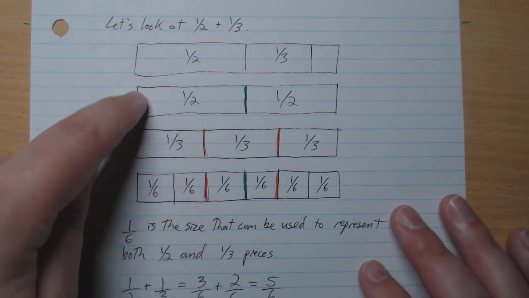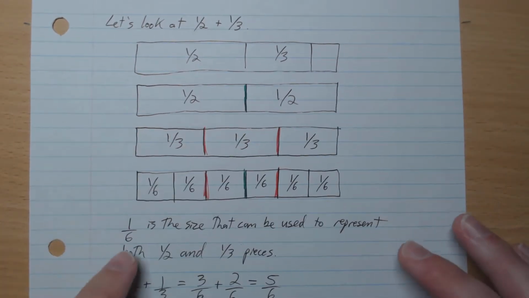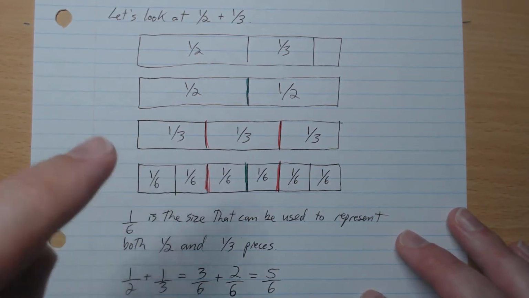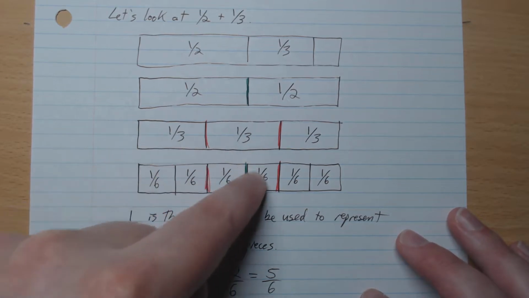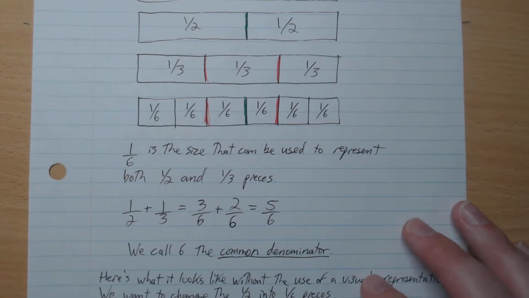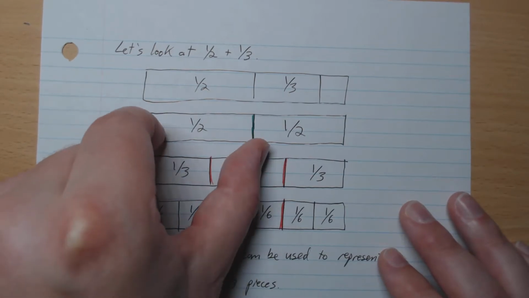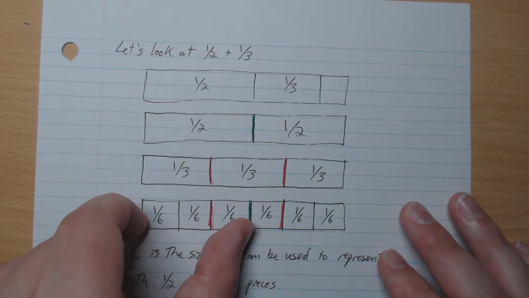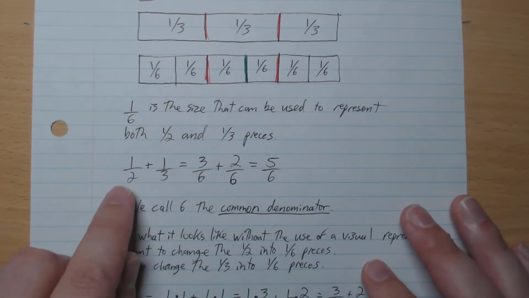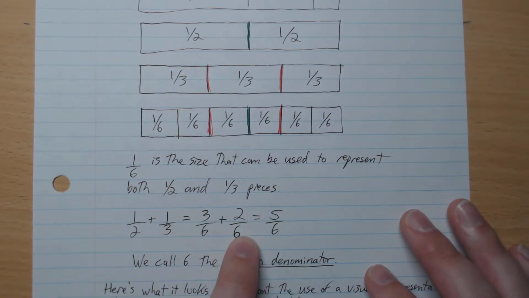So let's look here. Represent 1/2 as such. We can represent the 1/3 as such. And we notice that the 1/6 corresponds to and can represent both 1/2 and 1/3, like that. So 1/6 is the size that can be used to represent both 1/2 and 1/3 pieces. So here our half is 3/6, and here our third is 2/6. So we rewrite that: 1/2 is 3/6, and 1/3 is 2/6.